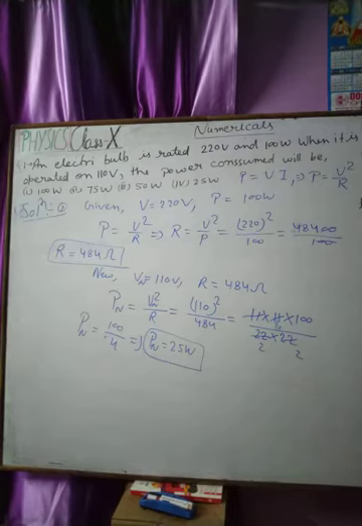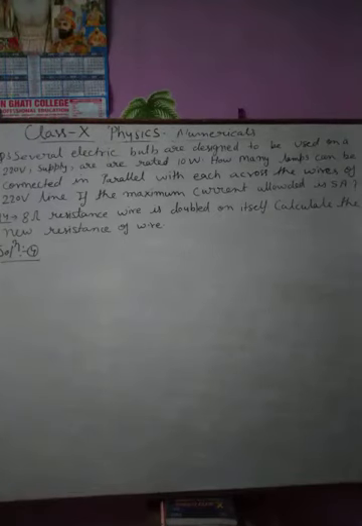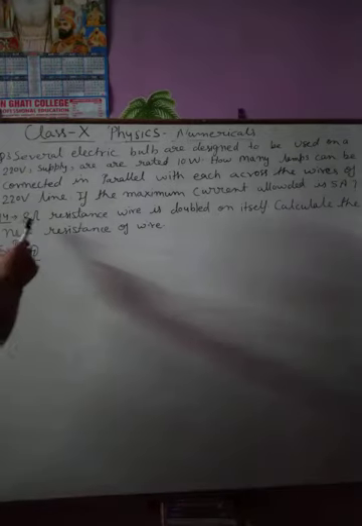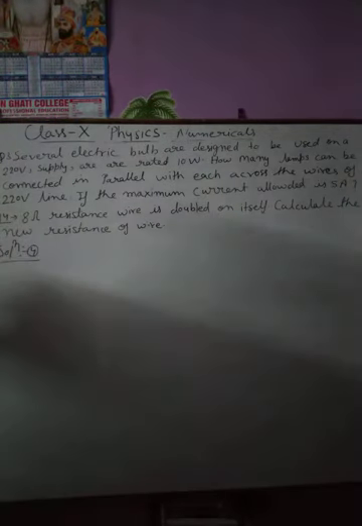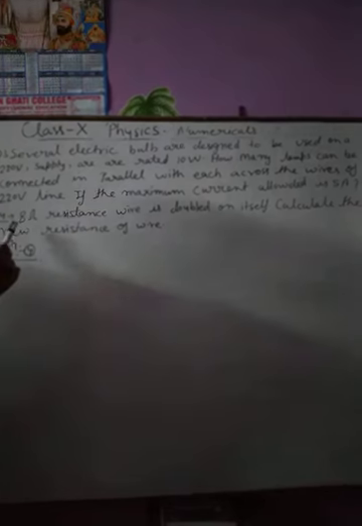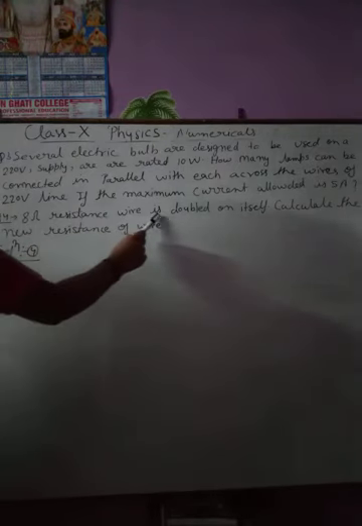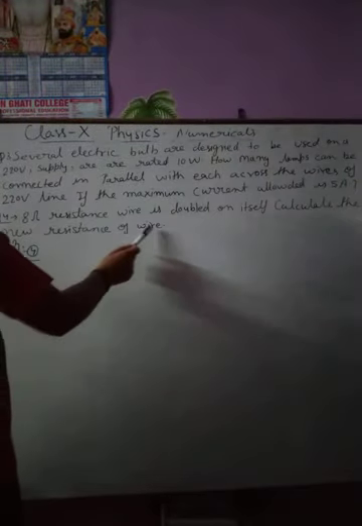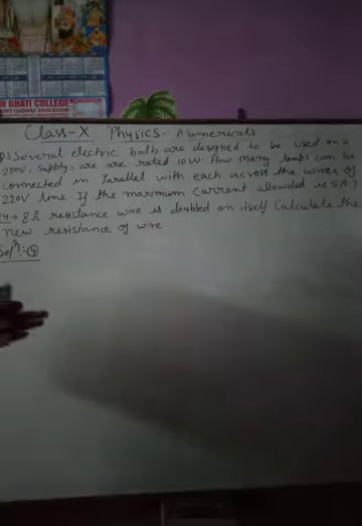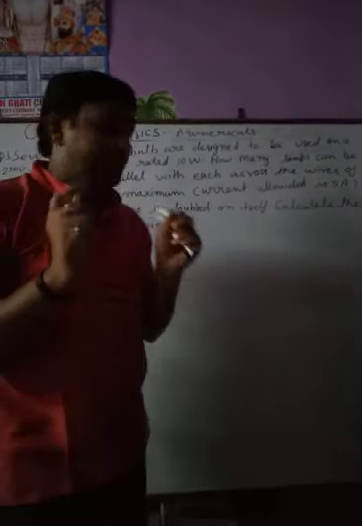Okay student, now we have another two problems. First we solve problem number 4: an 8 ohm resistance wire is doubled on itself. Calculate the new resistance of the wire, okay. एक वायर है जिसको itself double किया गया. Just first understand the condition.